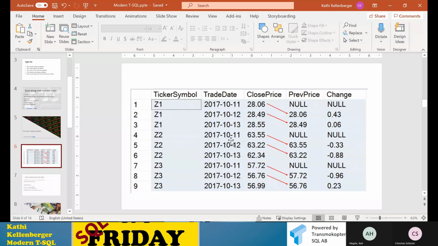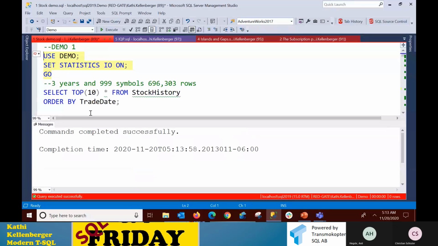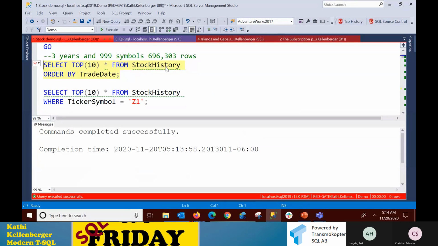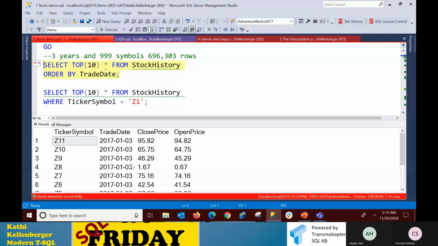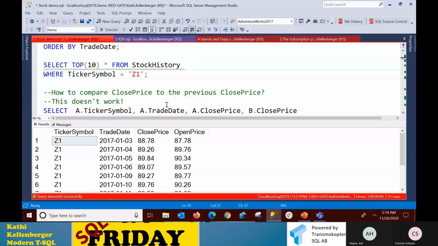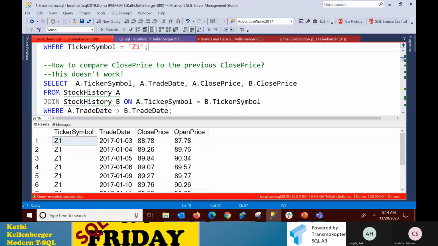So let me just show you the stock market problem. Hopefully you can see my SSMS now, that I opened the right thing. So I have all this made-up data. It looks like I've got almost 700,000 rows that look something like this. And if I look at just one particular symbol, you can see that we've got these trade dates starting in 2017, a few years. So how do I solve this problem?